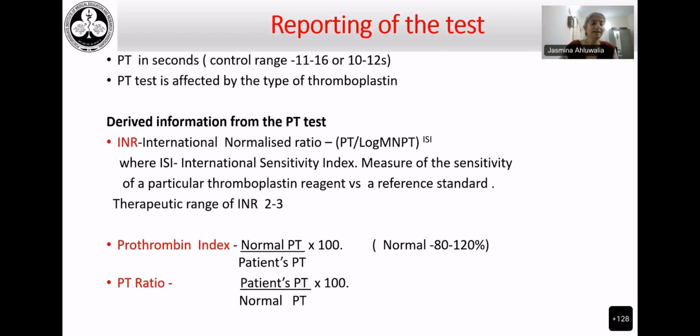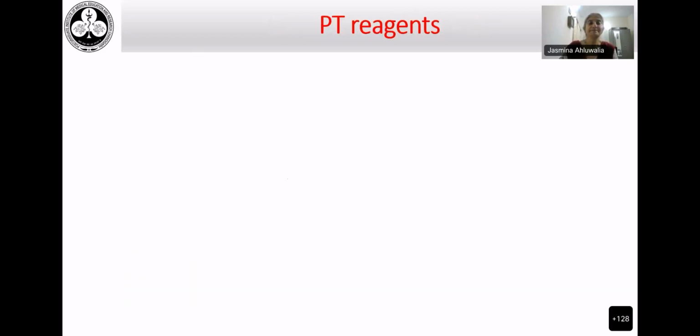We can also calculate the prothrombin index, which is a ratio of the normal PT to the patient's PT. And this comes in handy when we have to do intra-abdominal FNACs and procedures like that, where to maintain hemostasis, we would need values above 80%. The PT ratio is exactly the reverse, and this can also be used in some settings.